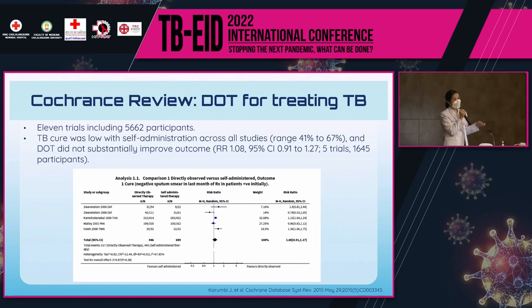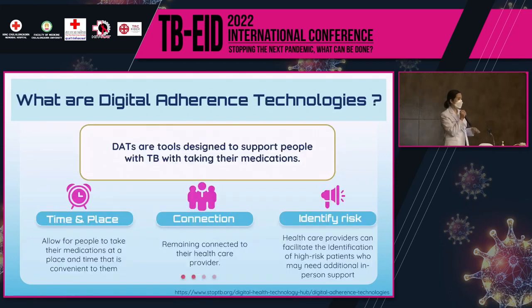So when conventional DOT doesn't work, what are digital adherence technologies, or DAT? DAT are tools designed to support people with TB in taking their medication. The patient can take the medication at the place and time that they want, but they remain connected to the healthcare provider. The healthcare provider can also identify high-risk patients who may need additional support for TB treatment.